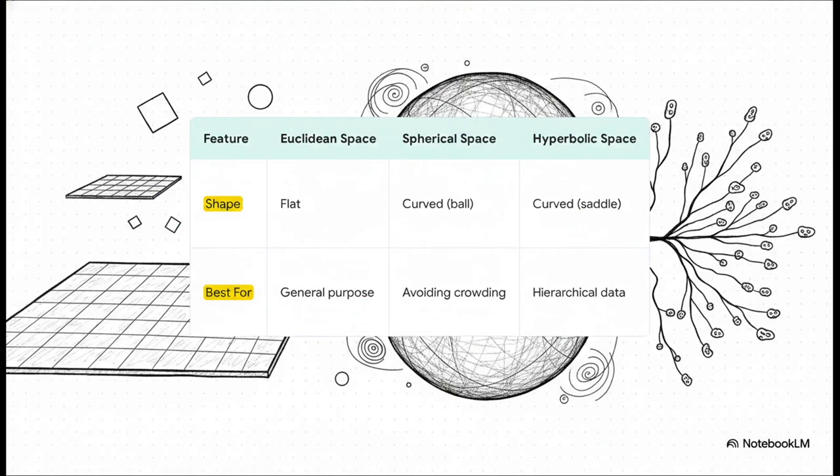So what's the solution? Well, researchers are now playing with different shapes for their maps. Instead of that flat Euclidean space, they might use a spherical space. Think of the surface of a globe. It's perfect for avoiding that crowding issue we just talked about. Or if you have data that has a kind of family tree structure, like how cells develop, you might use a hyperbolic space. It's kind of saddle-shaped and gives you way more room to map out all those branching relationships.